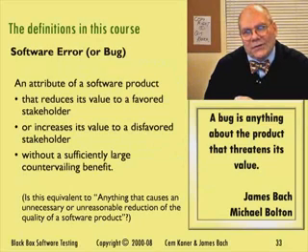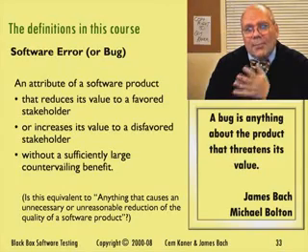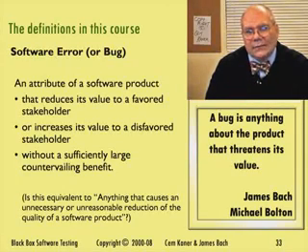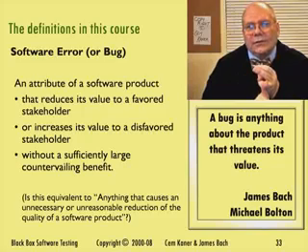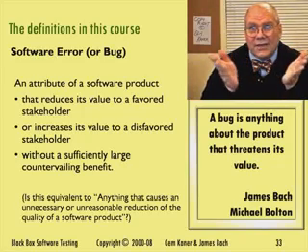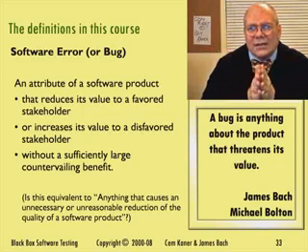Applying Weinberg's definition of quality, we can add a little precision to our definition of the word bug. A bug is an attribute of a software product that reduces its value to a favored stakeholder or increases its value to a disfavored stakeholder without a sufficiently large countervailing benefit. Countervailing benefit, that's like the tank example. The countervailing benefit there is tanks are way too expensive, cars are cheaper.